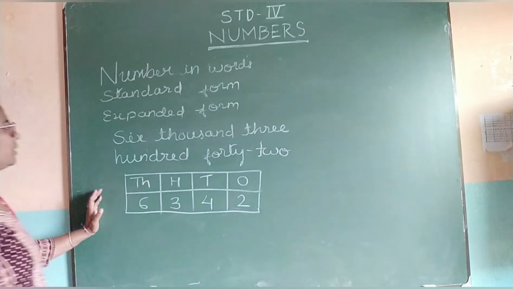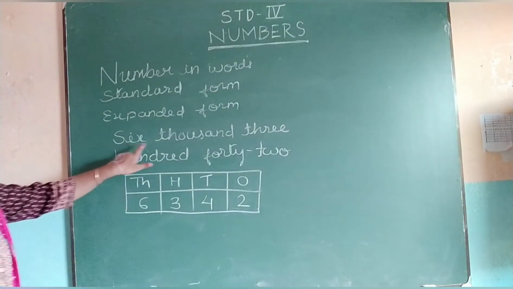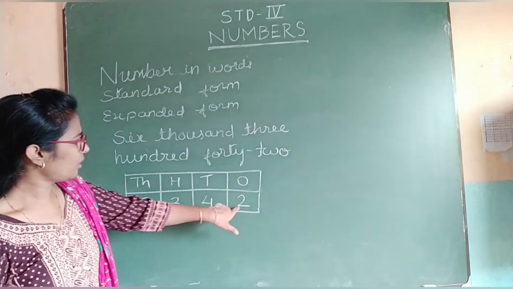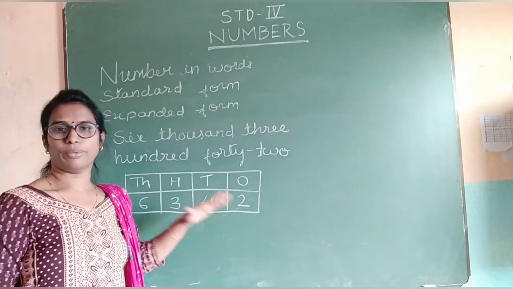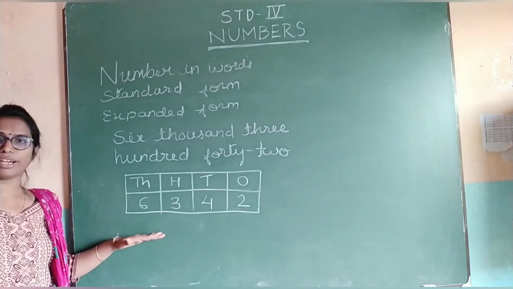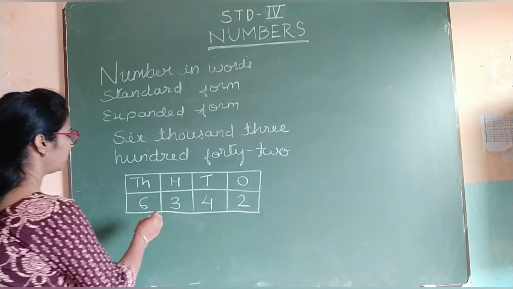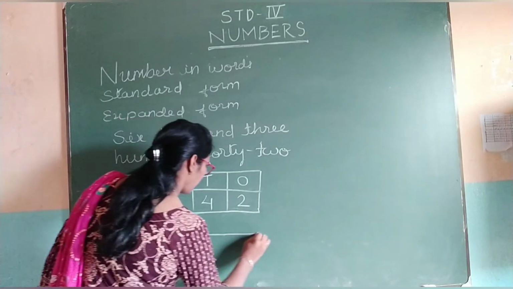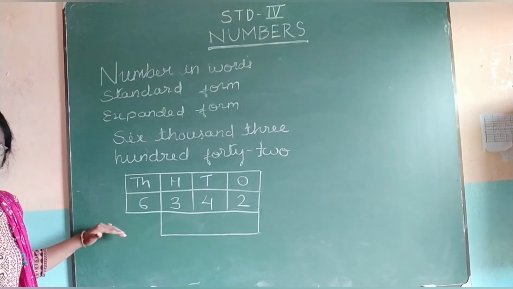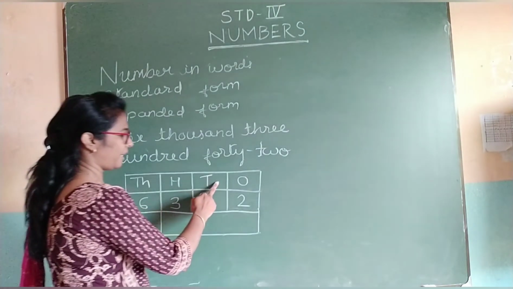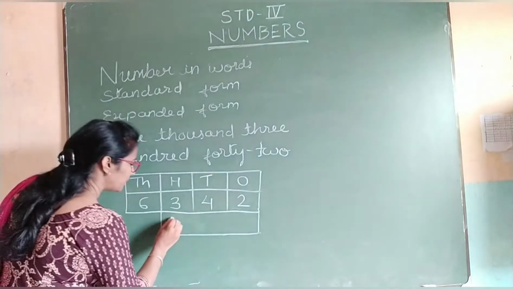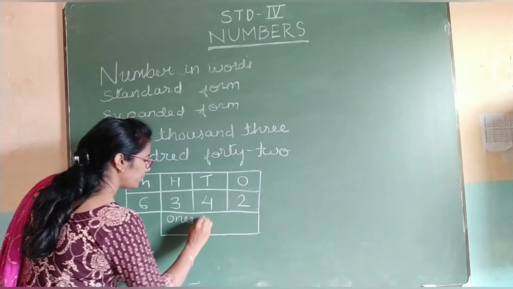So now when you read this number, 6,342. So this is the number. Now see here, as I told you before, this number is divided into two groups. One is 1's period and other is 1000's period. So 100, 10's and 1's. These three place values come in 1's period.